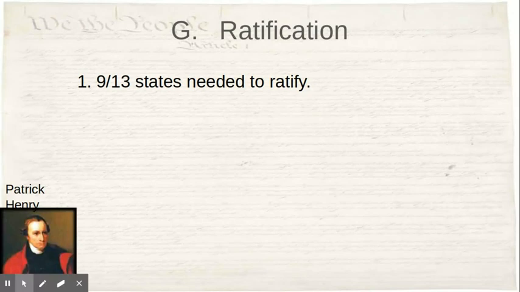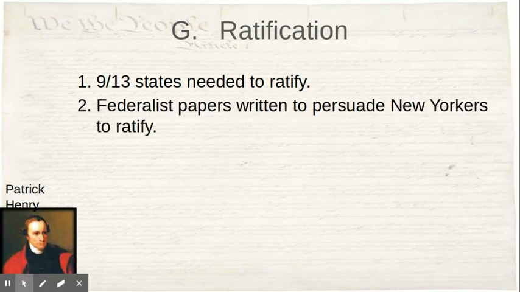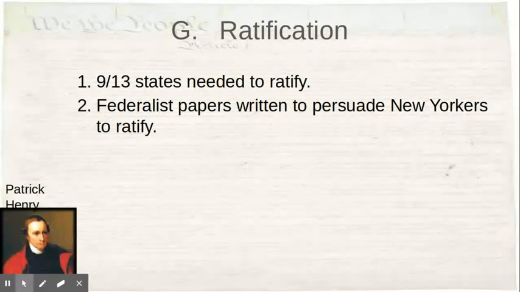They wanted to require 9 out of 13 states, like the Articles required for passing laws. But the Federalists knew it was important for all the states to join. It needed to be unanimous. And so the Federalists wrote a series of papers to persuade people.